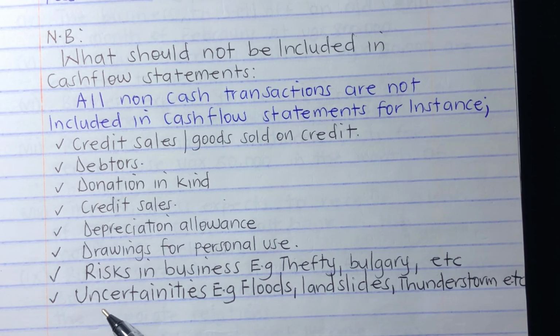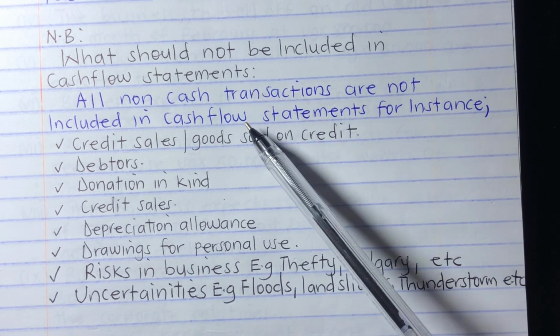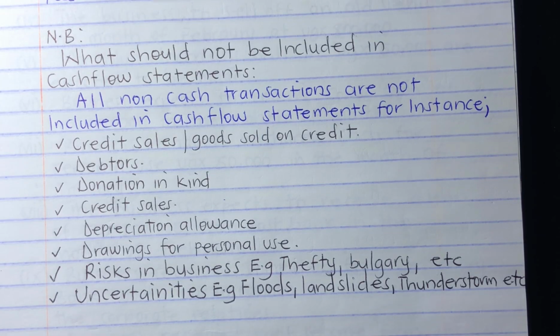Then we have what we call uncertainties. Let's say floods, landslides, thunderstorms, and all that. Then we have many of them. We have surprise cash. If you own a business and they give you surprise cash you didn't expect, that is also not recorded in cash flow statements. Surprise cash, surprise gifts are not recorded in cash flow statements. There are many other transactions, or many expenses I can share out about what should not be recorded in cash flow statements, but for now those are some of the examples.